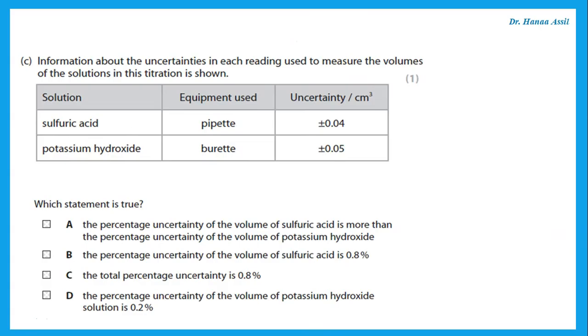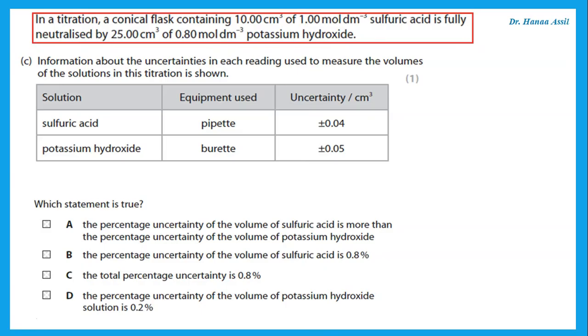Information about uncertainties in each reading used to measure the volumes of the solutions in this titration is shown. So we are told that the uncertainty in using a pipette is this, and the uncertainty in using a burette is this, and we're asked which statement is true. Well, let's take a look. First of all, what have we done? We have used a certain amount of sulfuric acid. We put it using a pipette. We put the potassium hydroxide from the burette.